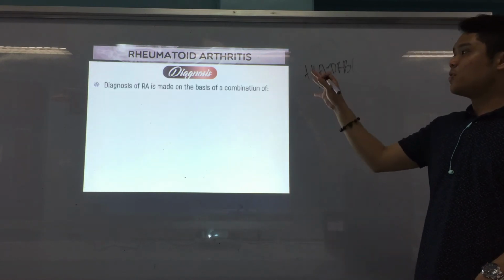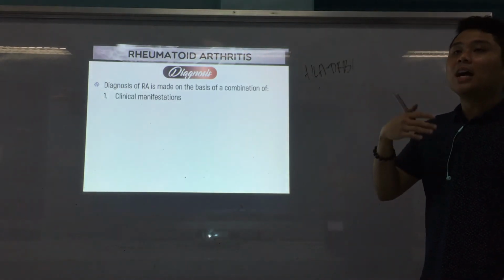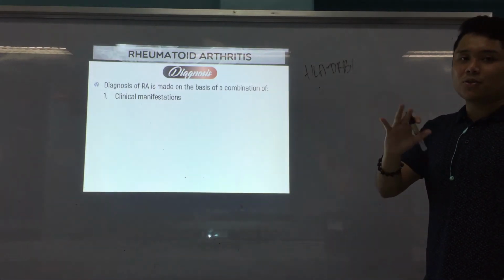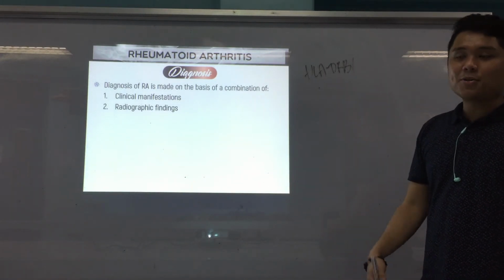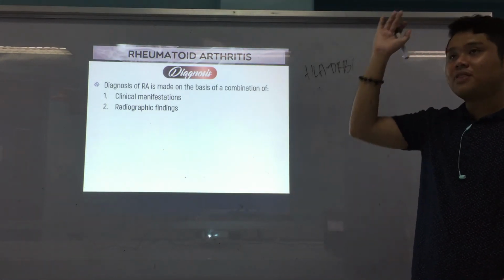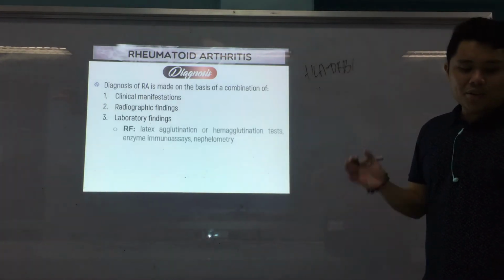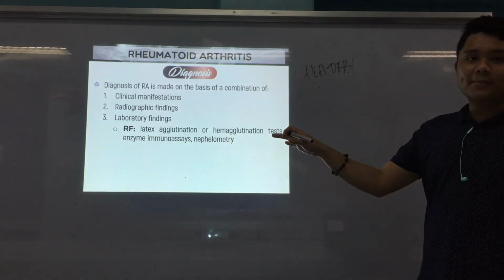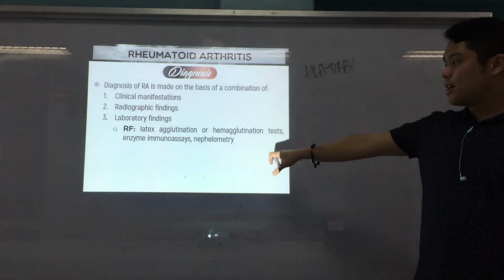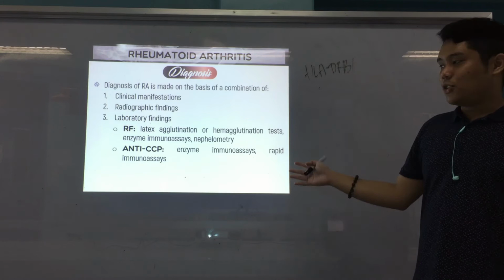All right. Now, diagnosis of RA is made on the basis of the combination of, first, of course, clinical manifestations. So we look for the symptoms, the joint pains, the nodules. Second is radiographic findings, because again, this disease involves your joints, your bones. So you want to see bone erosion, displacement, and all that. And lastly, laboratory findings. Under laboratory findings, we detect RF, di ba? Latex agglutination or hemagglutination tests, enzyme immunoassays or nephelometry. And for anti-CCP, you have enzyme immunoassays and rapid immunoassays or kits.